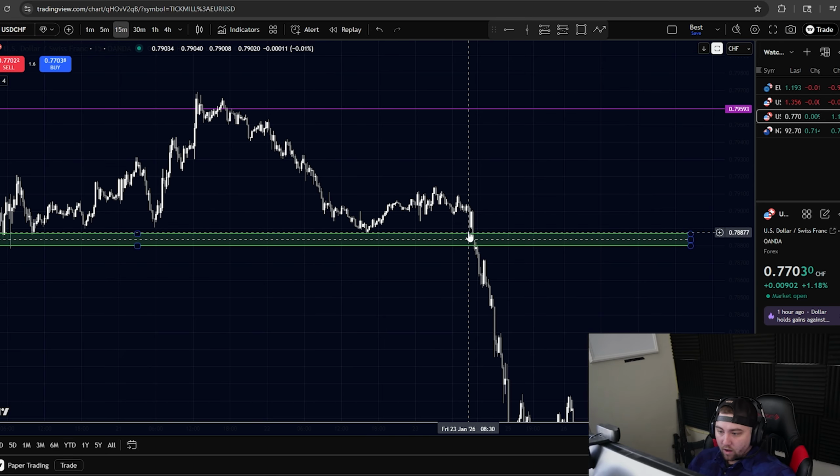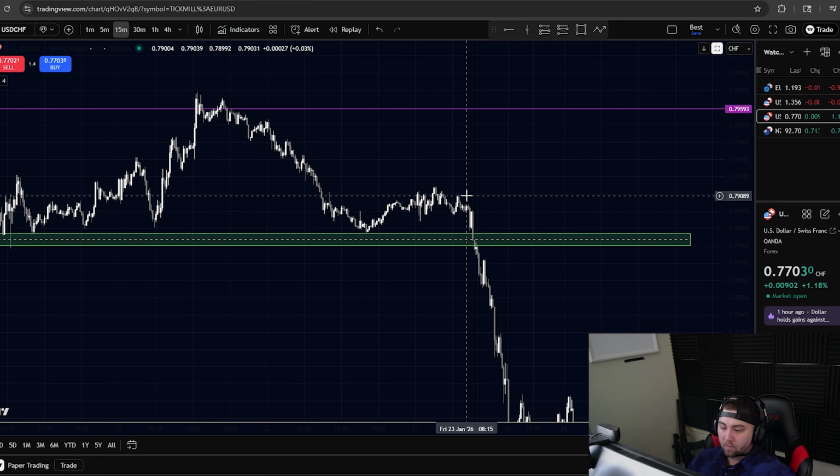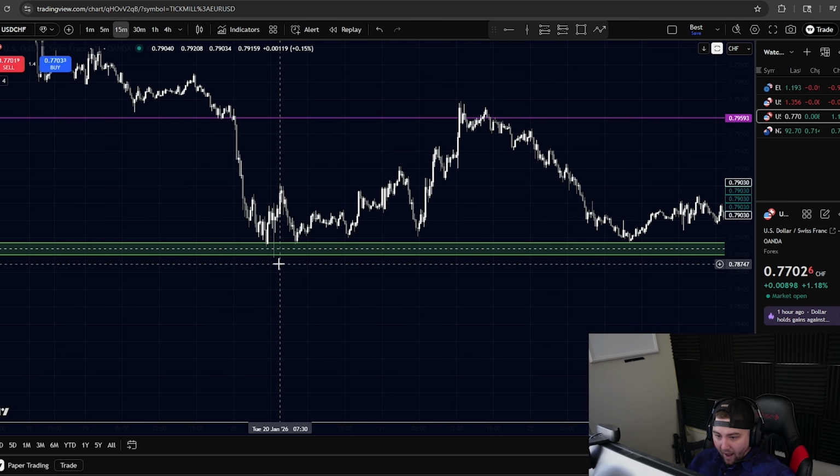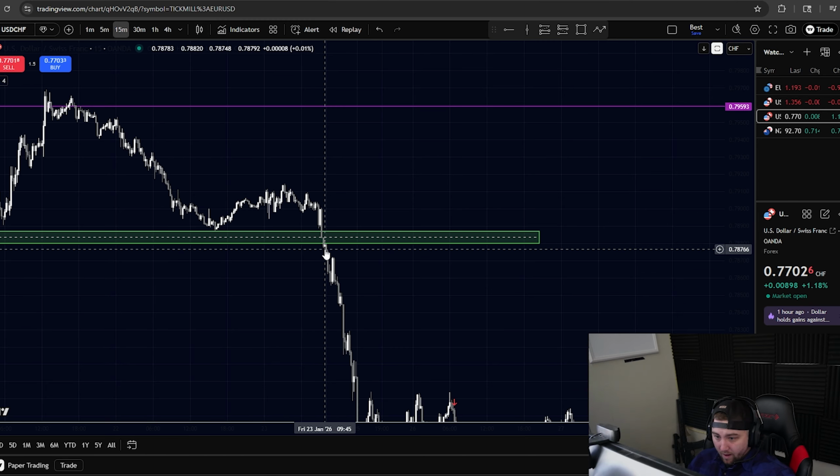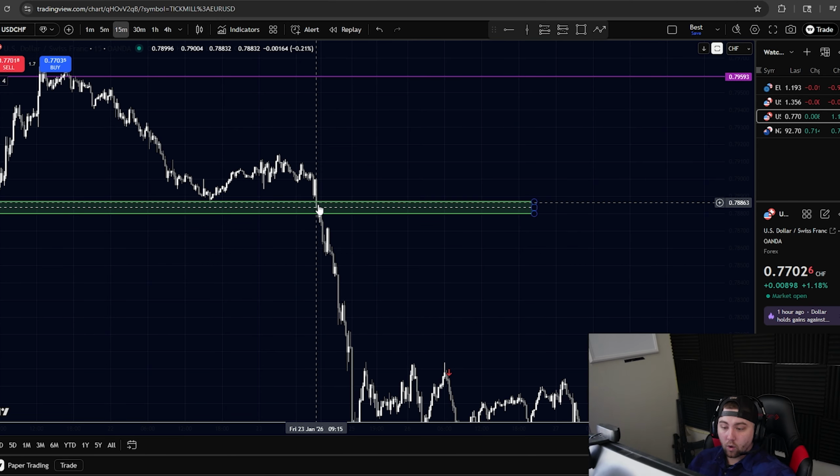Right here, area of interest, bullish engulfing candle, and then you're going to wait for it to break any of the taps. In that case, it's right here, and then you're going to sell, okay? And look, we rode this down.